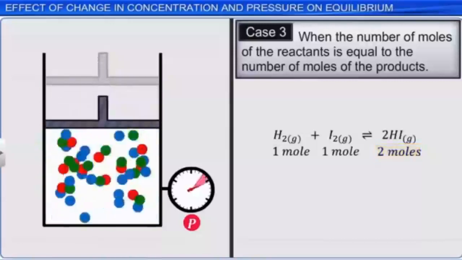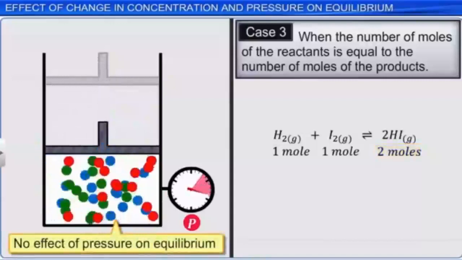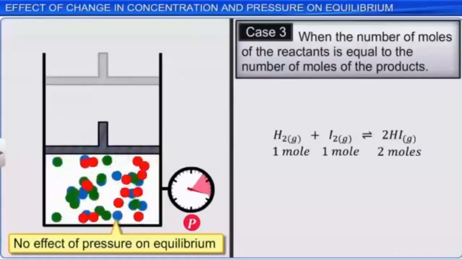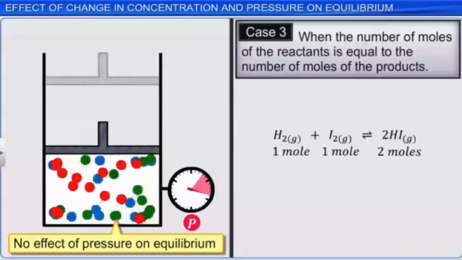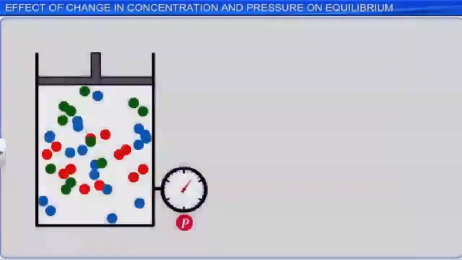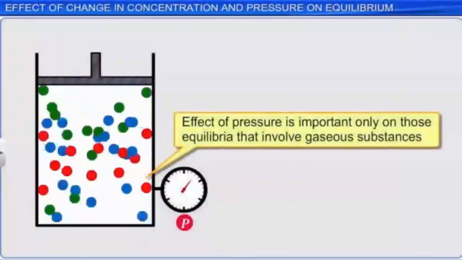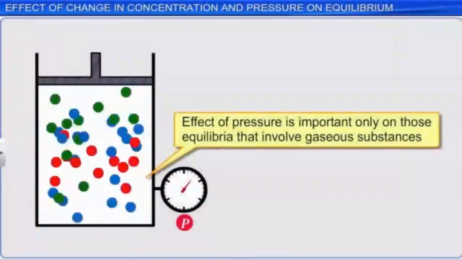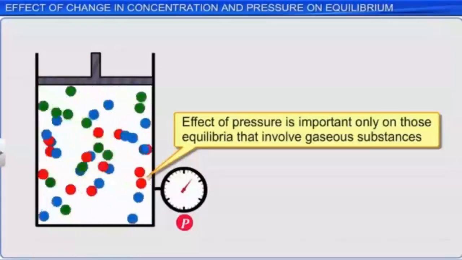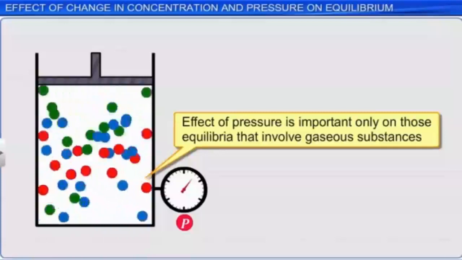As there is no change in the number of moles of the products or the reactants, pressure does not have any effect on the equilibrium. The effect of pressure is important only on those equilibria that involve gaseous substances and not on equilibria that involve liquid and solid phases.